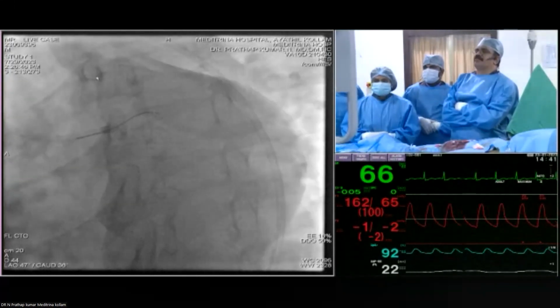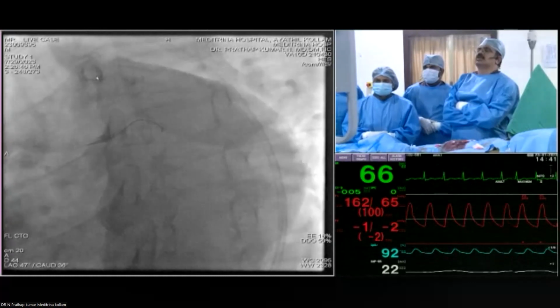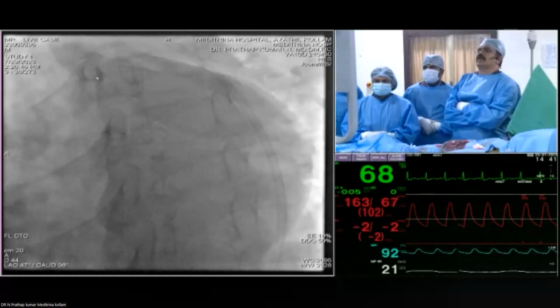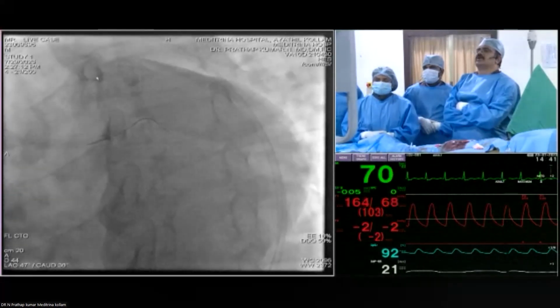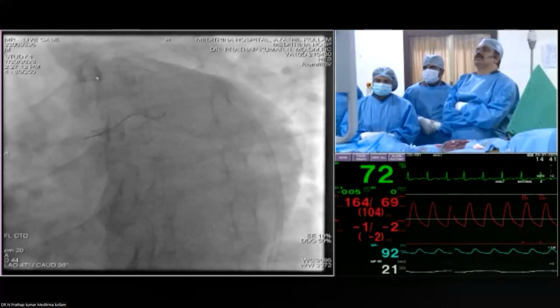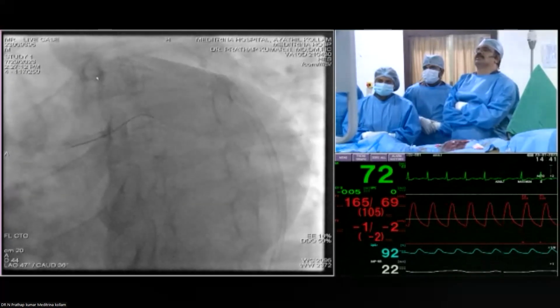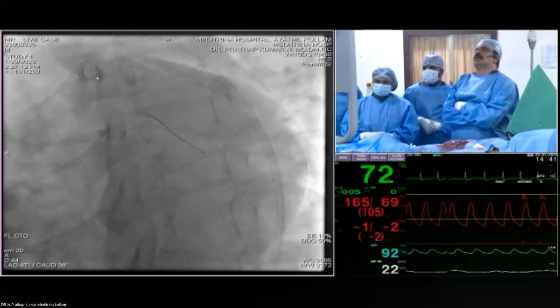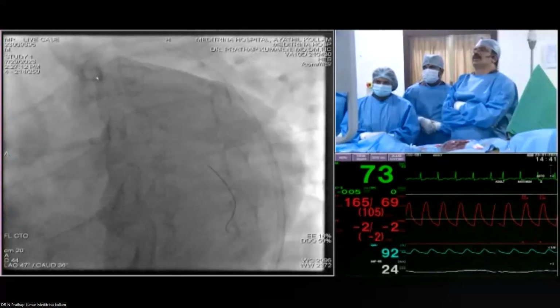This is the wiring part. The wire went into the small branch, but I took the wire back, and then you can see that the wire is taking a bend. The secondary curve is made. Now I'm making the wire go distally.